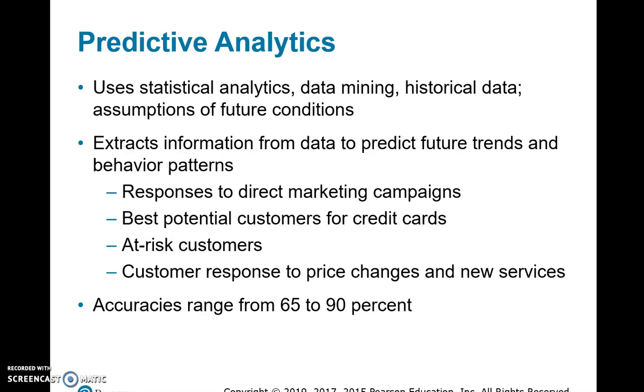Predictive analytics also extracts information from data in order to predict future trends and behavior patterns. So for instance, if you have a small store and you look at how many customers came and bought so many things, using that data, you can predict how much of this product you need next month. That is a simple way of predictive analytics. The accuracies can be different. It varies. The book says 65 to 90, but it can even go from 25 to 90%.